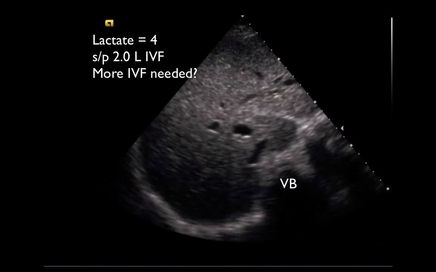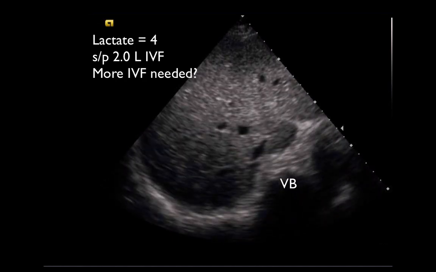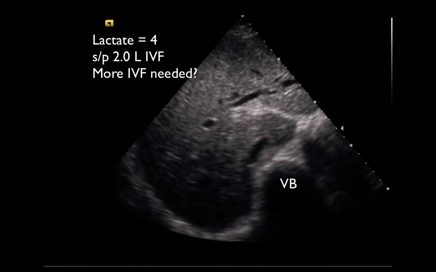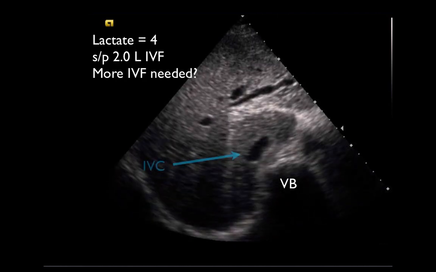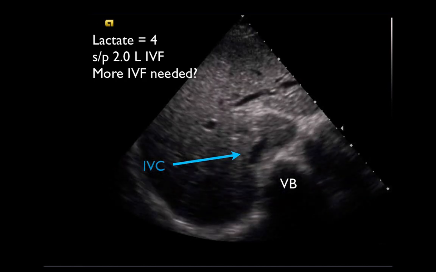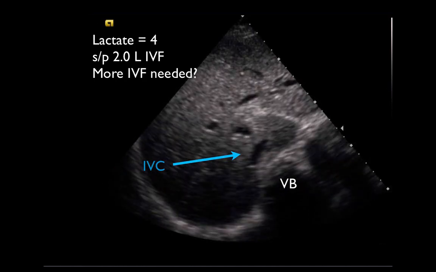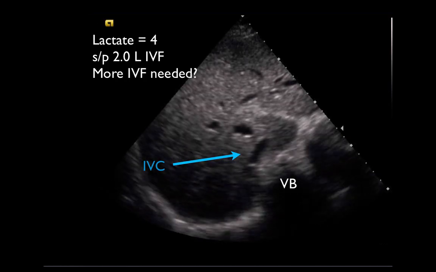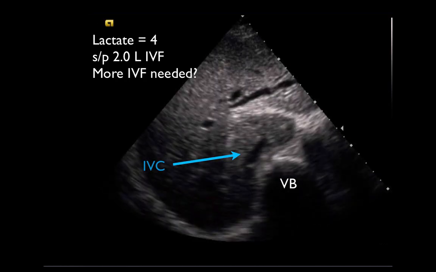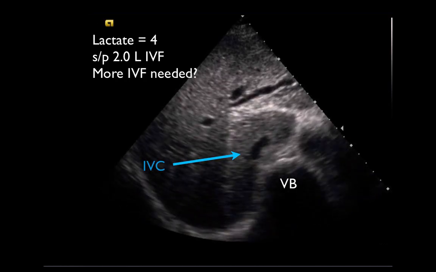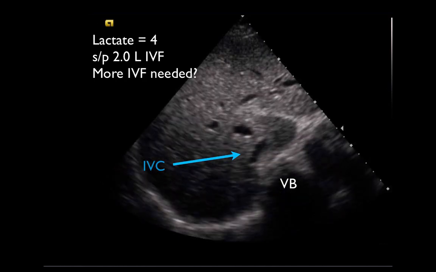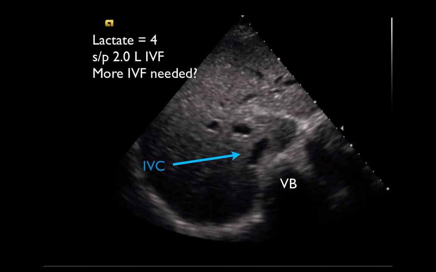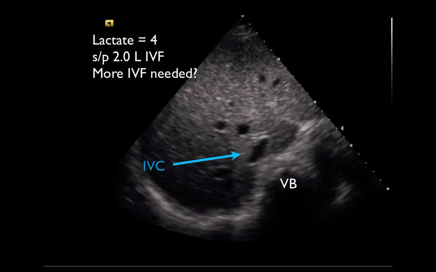So here's a real-life example. This is a patient with a lactate of 4. They've already received 2 liters of fluid, and you do this IVC study. Here you can see a transverse view of the IVC. So just by doing your qualitative assessment, what would you think? More fluid, or is the patient already adequately resuscitated? I agree. This looks rather pancake-like, and I think this patient does indeed need more fluid and has a volume deficit that's greater than 2 liters.